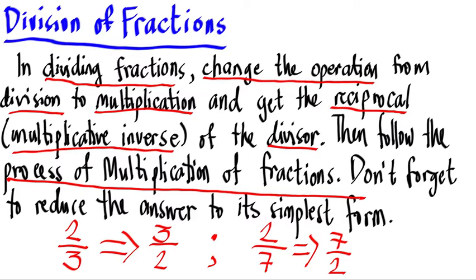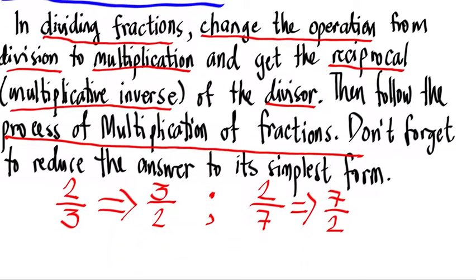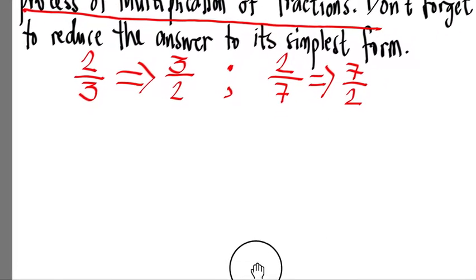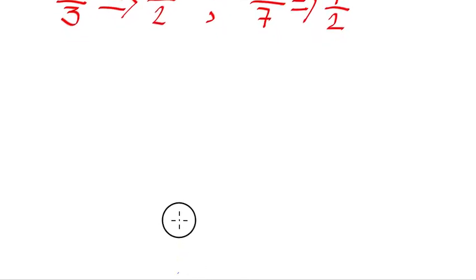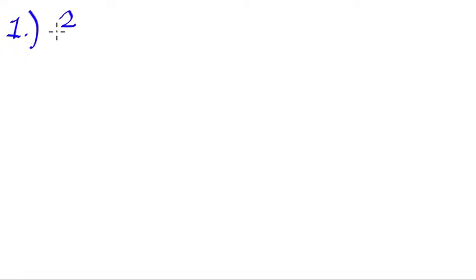Okay, so to give you some examples for the division of fractions, let's try these two examples here. Okay, so here we go. For example number one, say we have 2/3 divided by 3 over 4. So what are we going to do? First up, we're going to change this division into multiplication.